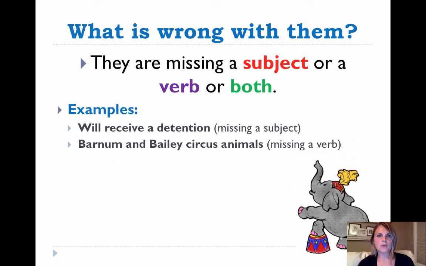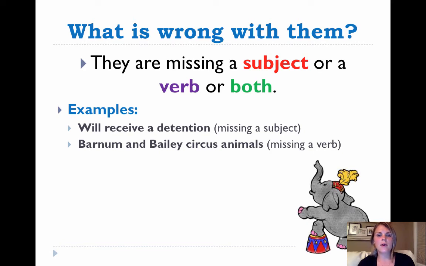So what is wrong with fragments? Well, generally they're missing a subject or a verb or both. And I'm sure that you learned about subjects and verbs in your junior high and middle school English classes. But remember, the subject is who the sentence is about, and a verb can be an action verb, so the action in the sentence, or a linking verb like am, is, are, was, were, be, being, been. And in order to have a complete sentence, you have to have both a subject and a verb.